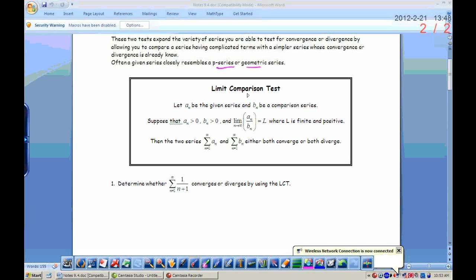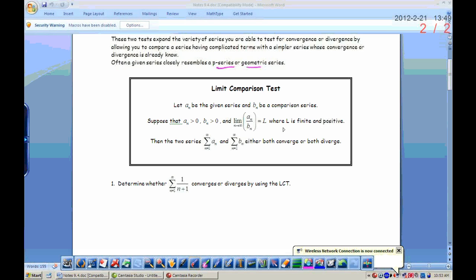All right, so what the limit comparison test does is we're going to let a sub n be the given series, and we're going to let b sub n be the comparison series. As long as all of your terms for a sub n and b sub n are positive, which they will be, and that's not really something that you have to worry about checking, then if the limit as n approaches infinity of the original series divided by the comparison series equals L, and if L is a finite and positive number, then either both series converge or they both diverge.